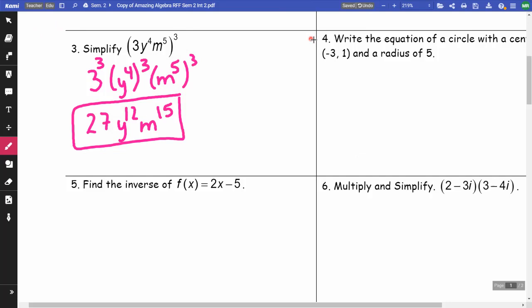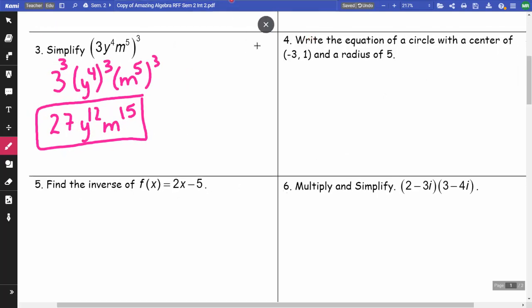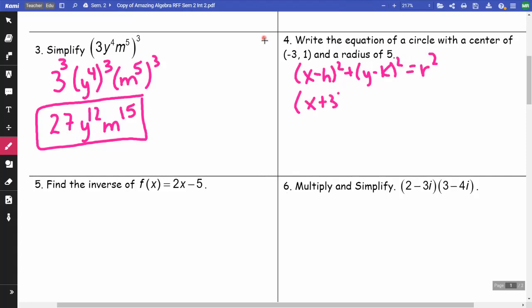On number 4, we want to write the equation of a circle with the center of -3, 1 and a radius of 5. And the equation of a circle is x minus h squared plus y minus k squared equals your radius squared. So because of the -3, I'm going to have x plus 3 squared. Anytime it's in parentheses, it's going to be opposite. And my y is a 1, so this is going to be y minus 1 squared. And then 5 squared, which is 25. And that is our answer.